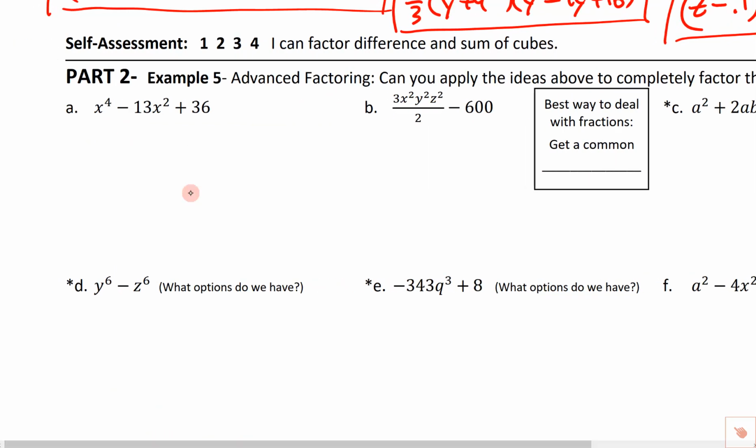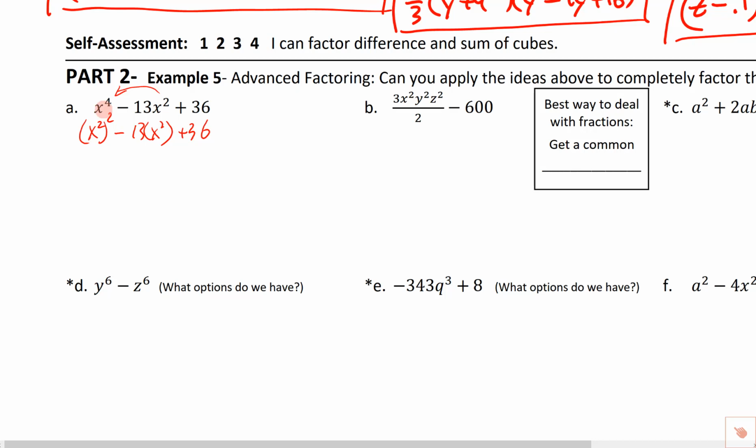So we're going to take a look at this one right here. And what we're going to notice is this is squared, which is unusual. Normally the squared term comes right here. But you'll notice that if I double that, I get this right here. So basically this is going to be x squared minus 13 times x squared, and then plus 36. So this is the variable part of this, and we want to make an x to the fourth.